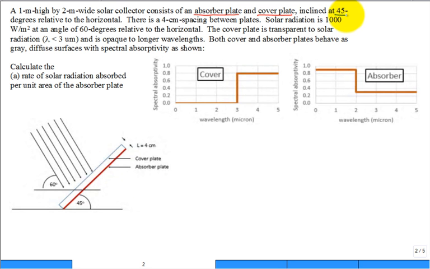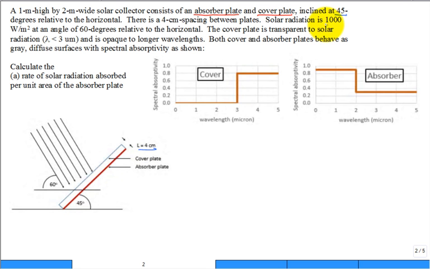It's inclined at 45 degrees relative to the horizontal. So here's the angle, 45 degrees, and the whole assembly of the cover plate and absorber plate are tilted at that 45 degree angle. There's a 4 centimeter spacing between the plates. So this gap between the cover plate and the absorber plate is 4 centimeters. The cover plate is just to let the photons in and not have a lot of convection or wind taking away the energy. The absorber plate is going to be the hot plate.